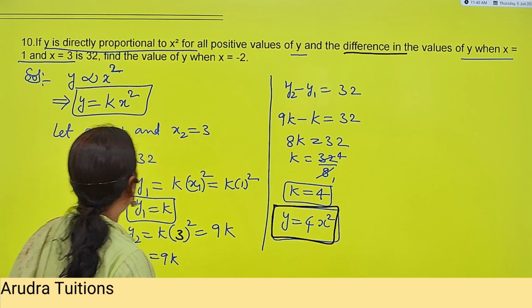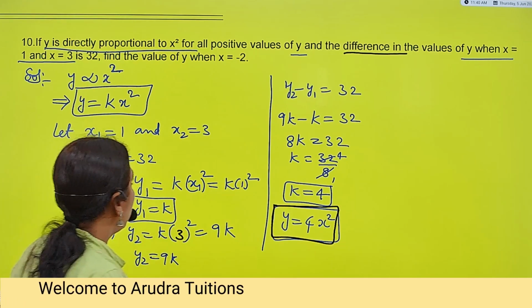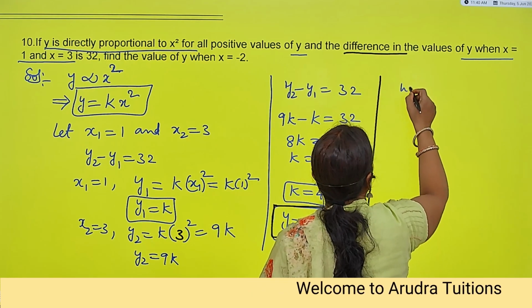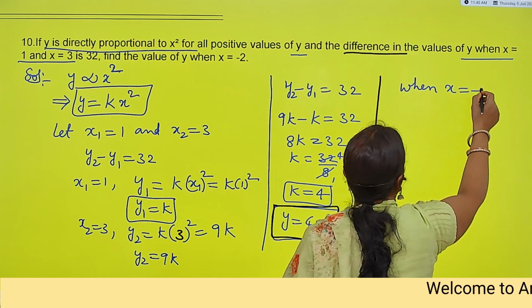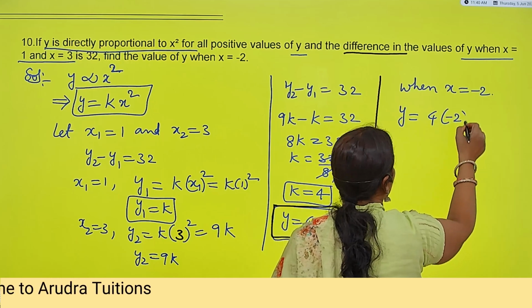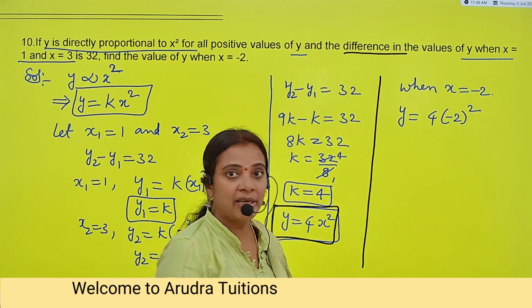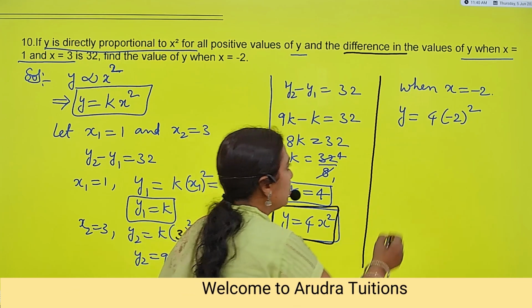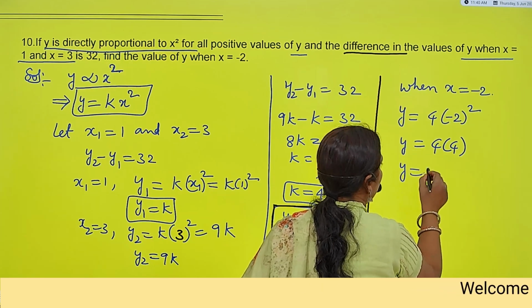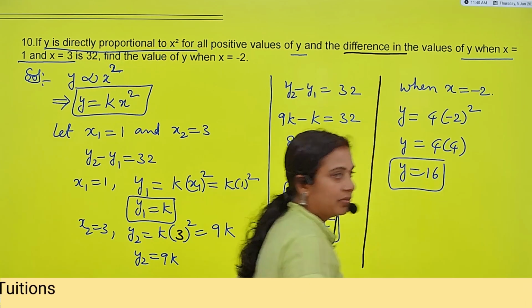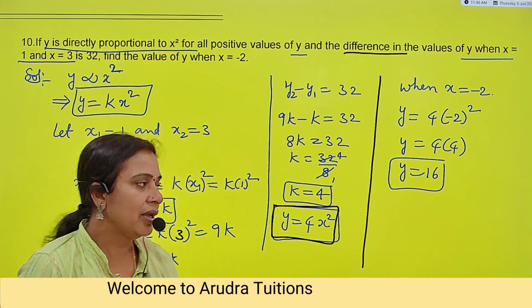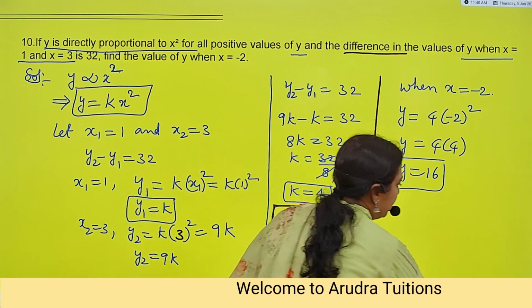Next, continuation. Find the value of y when x equal to minus 2. Find the value of y. y equal to k into minus 2 whole square. In the place of x, write the x value. Minus 2 into minus 2, 4. 4 into 4. So what is the y value here? 16 is the y value. Got it? This is the way we do it in a simple manner. Next.